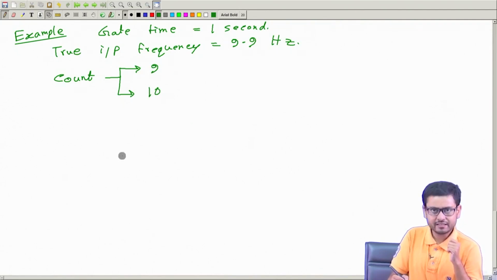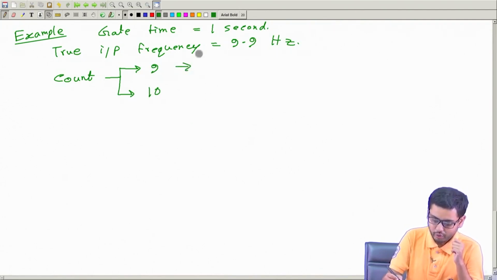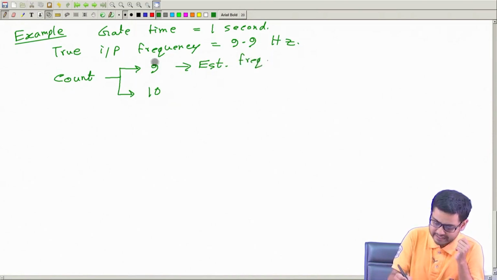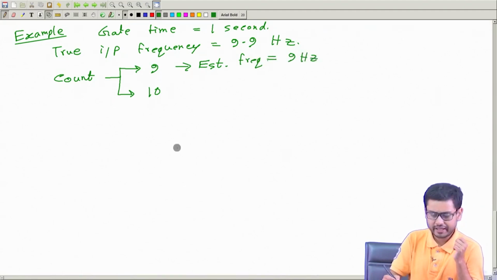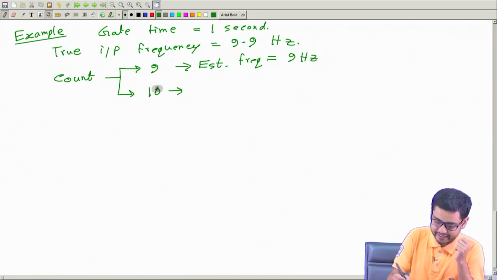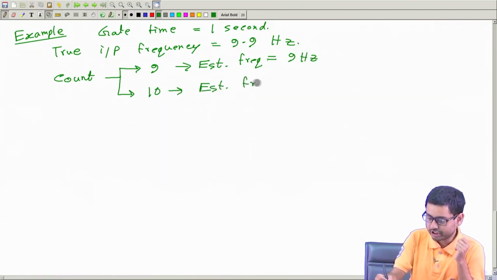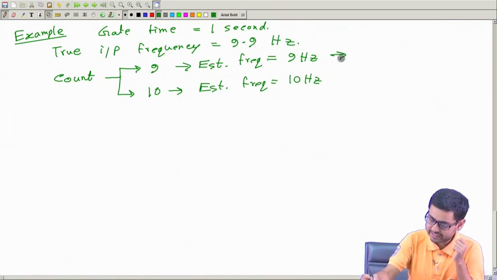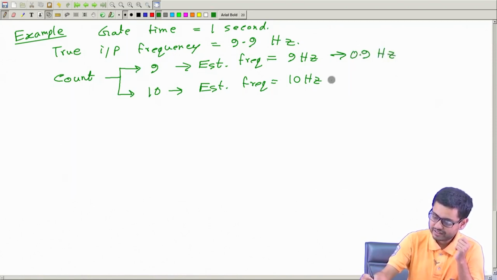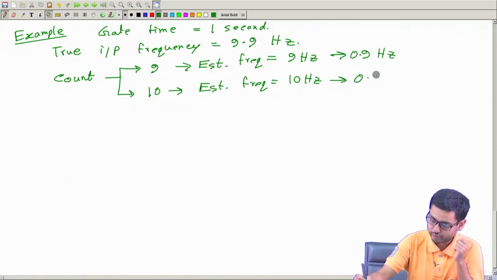If the count is 9, then what will be the estimated or measured frequency? We see 9 counts in 1 second, so the estimated frequency is 9 hertz, right. In this case, we see 10 counts, so we will estimate the frequency to be 10 hertz. And in this case, how much will be the error? The error will be 0.9 hertz. In this case, the error will be 0.1 hertz.